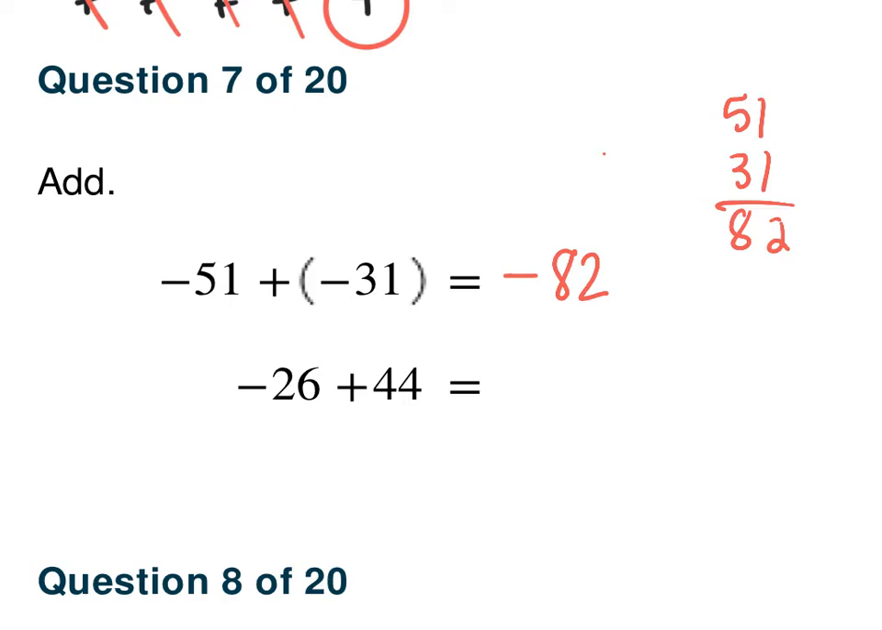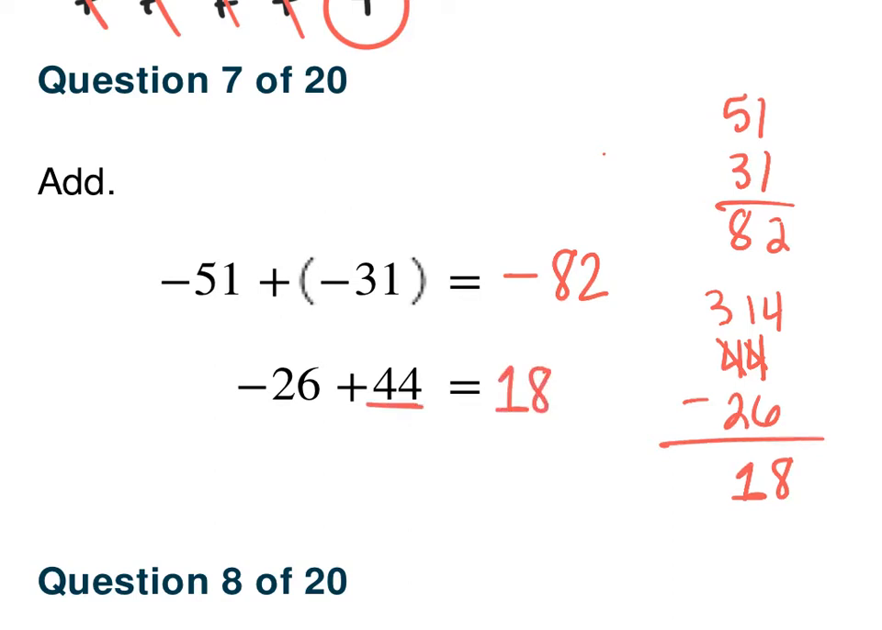Now, once I know I have more positives, I'm going to find the difference between the two. So I'm going to take my bigger number, which is 44, minus my smaller number, which is 26, and do some subtraction there. That leaves me with 18, and remember my answer is going to be positive because my bigger number was positive, so 18 is our final answer for this one.